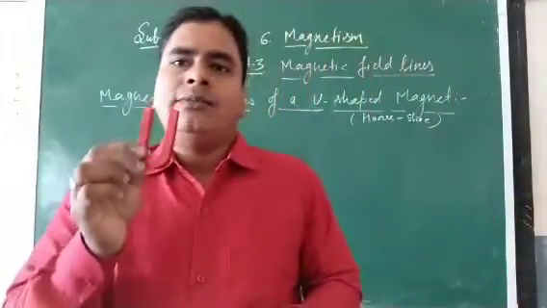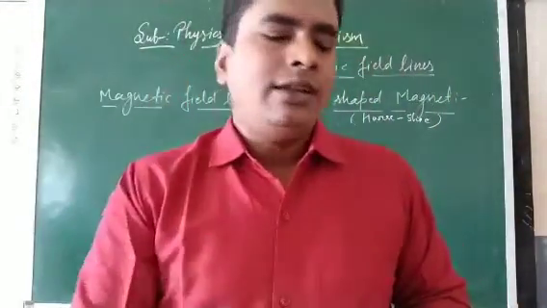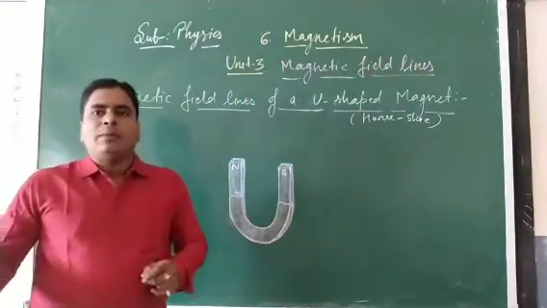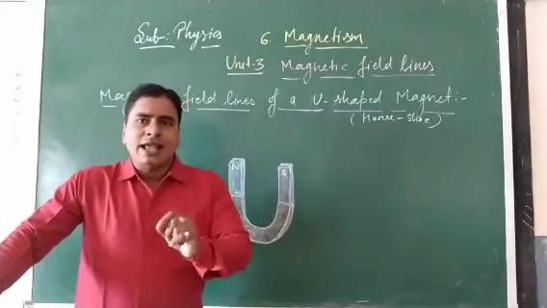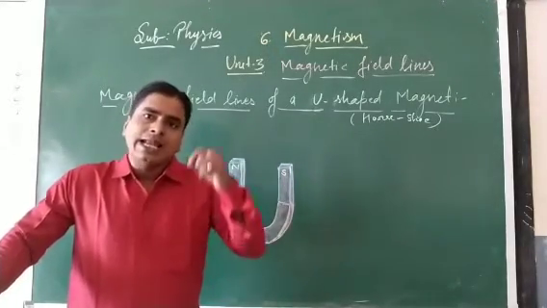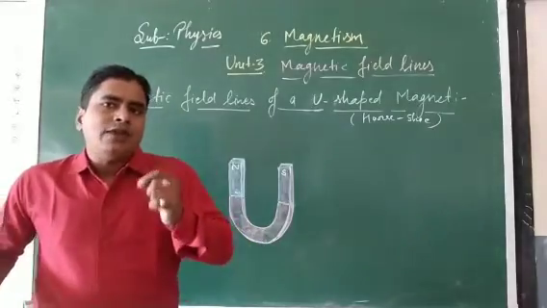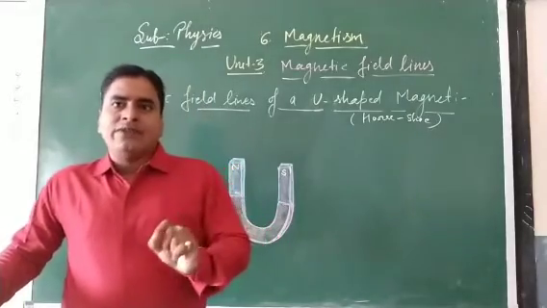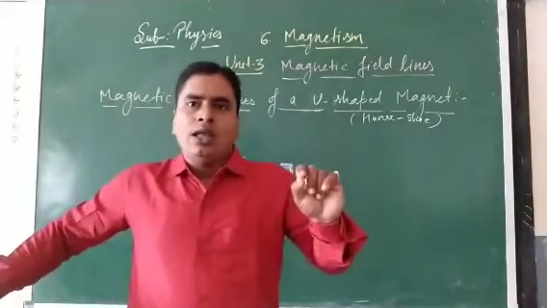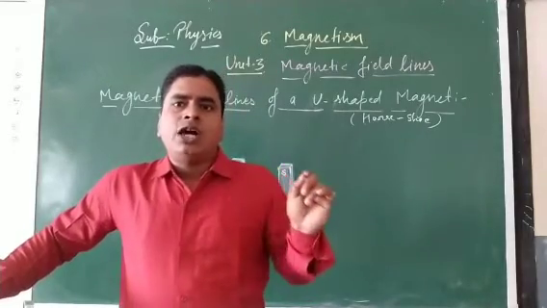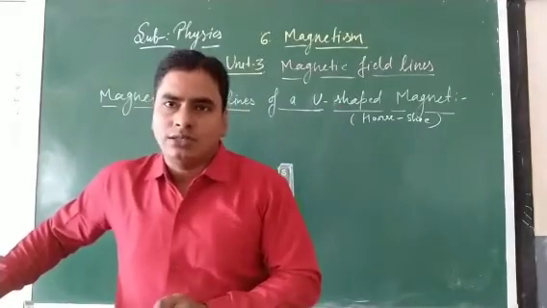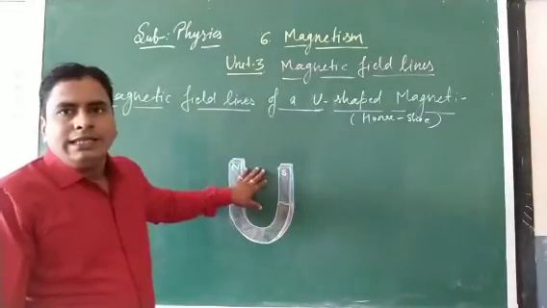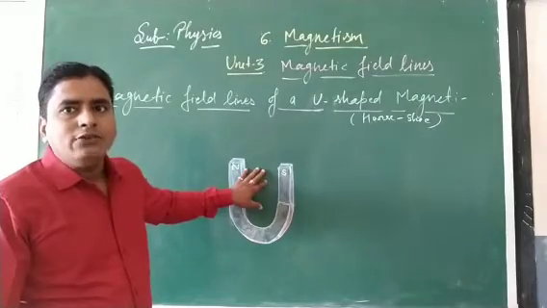Then how will we draw the magnetic field lines of this U-shaped magnet? Now we know the properties of magnetic field lines: they always start from the north pole and end at the south pole. They always form closed curves and never intersect each other. The direction of the magnetic field lines is the direction of the path along which a north pole would move to reach the south pole. Clear? So here we discuss the magnetic field of a U-shaped magnet.